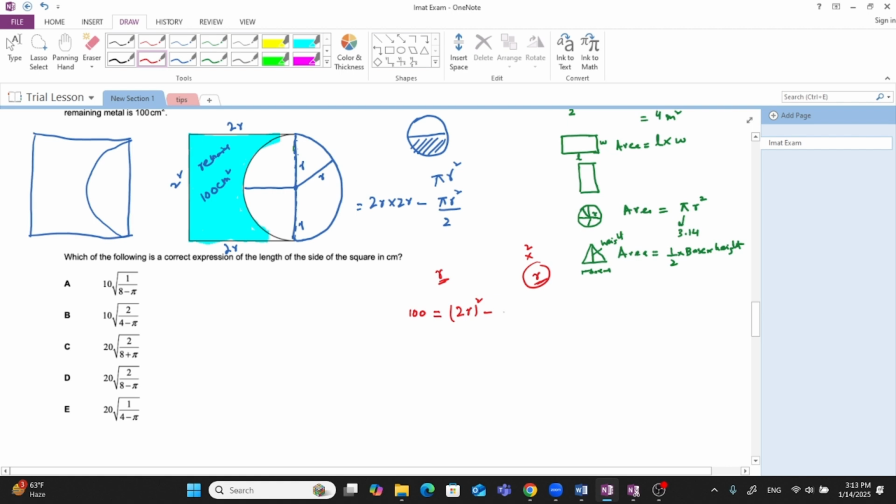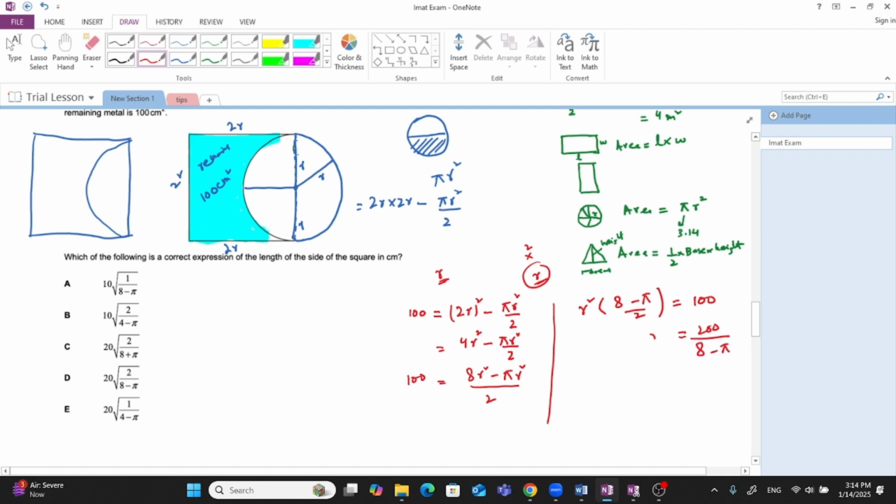Here the semicircle area is pi r square over 2. So we have 4r square minus pi r square over 2. Then we take an LCM, and it becomes 8r square minus pi r square over 2, and this equals 100. Next we take r square common, so we have (8 minus pi) over 2 times r square equals 100. The 2 goes to the other side, so it's 200, and the bracket goes down. So r equals the square root of 200 over 8 minus pi.